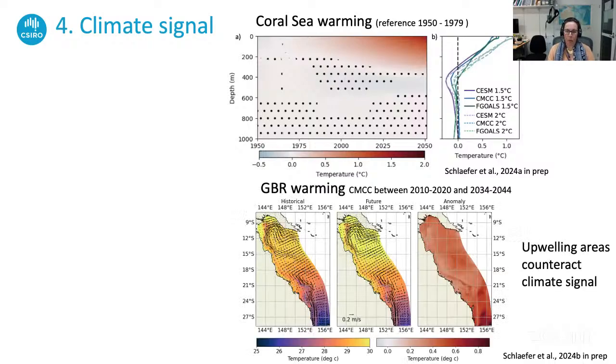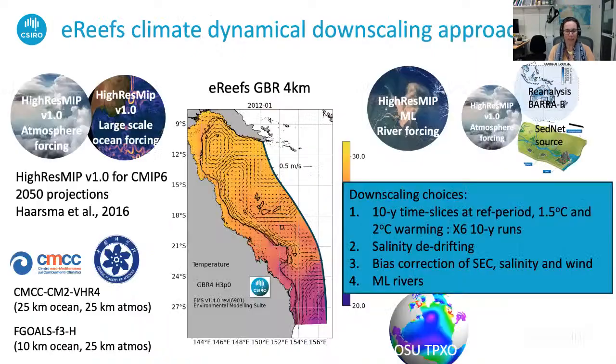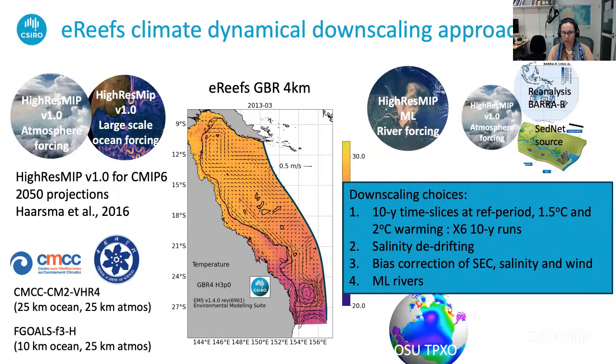If you look at the GBR warming, here there's a map of warming between those two periods. We can see spatially that the upwelling area along the shelf break counteracts the climate change signal. And that's where we're getting to now, analyzing the result. We're looking at, do we have the same amount of warming everywhere? Is it the same where we've got coral reef? And in effect, we actually have less warming when we look at the locations where we do have coral reef. So that's the area we're going to look into now, in more detail, to do some science with that climate downscaling. And that's the summary of all the different downscaling choices we've made up to now.